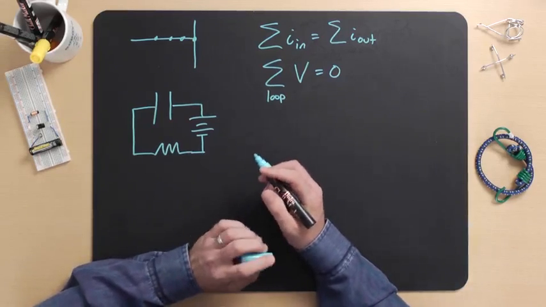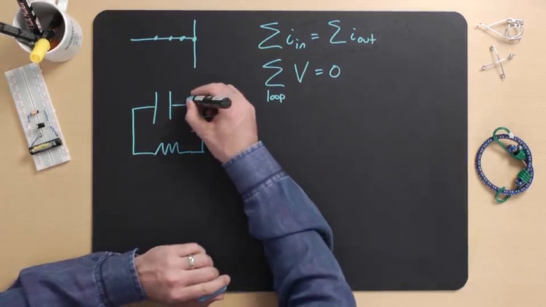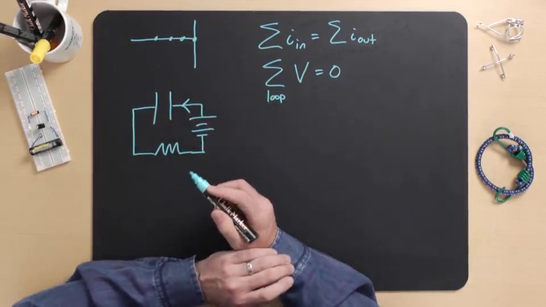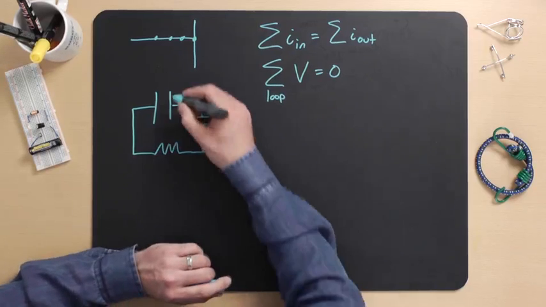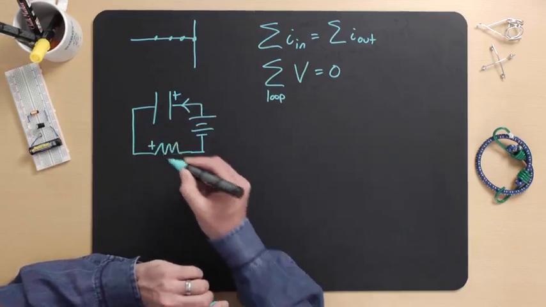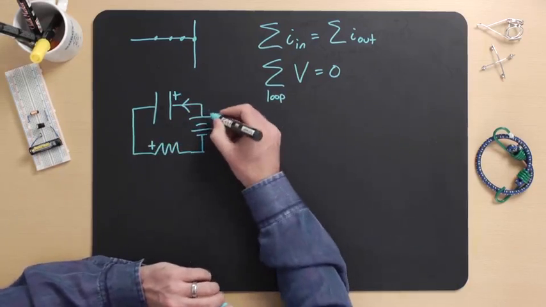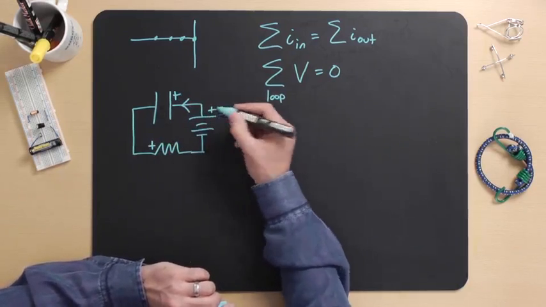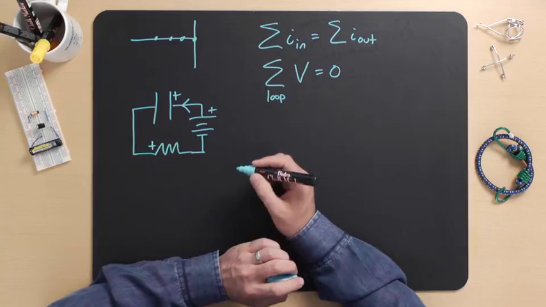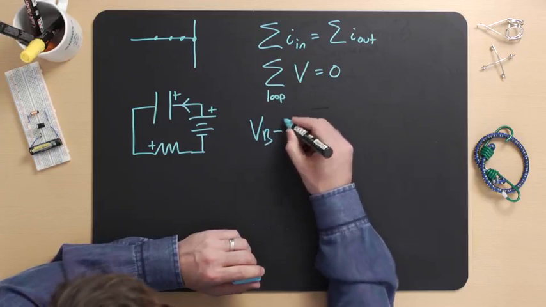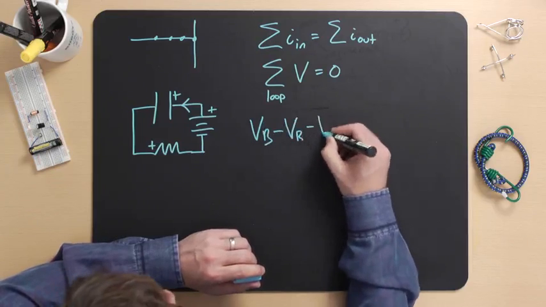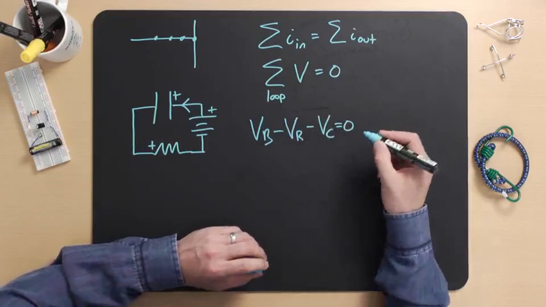We can choose to have the current running counterclockwise in the loop. And that determines the polarities of the elements. So here I have a plus sign, and here I have a plus sign. But remember that the battery, because the large dash is right here, that positive terminal must be there. If we evaluate the voltage law clockwise, starting at the battery, and assign negative signs anytime we encounter the negative sign of an element, we get VB minus VR minus Vc is equal to 0.